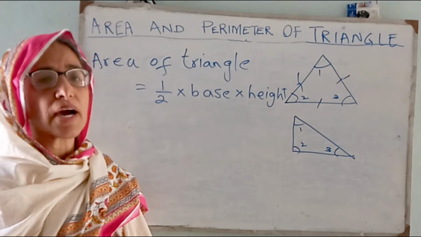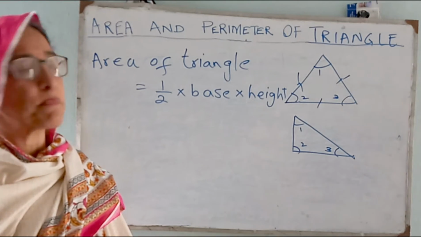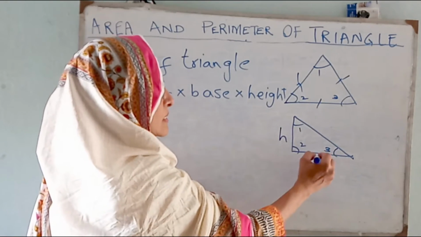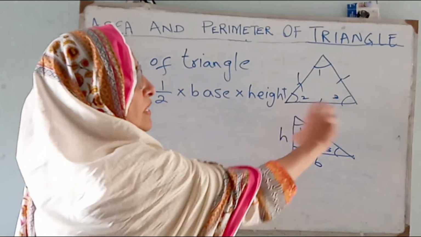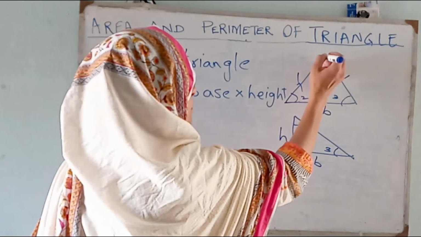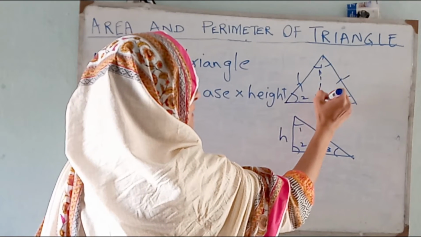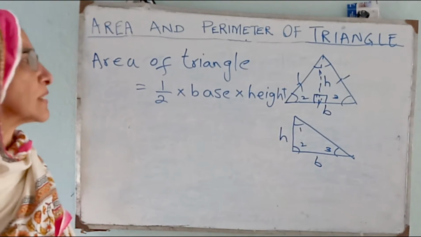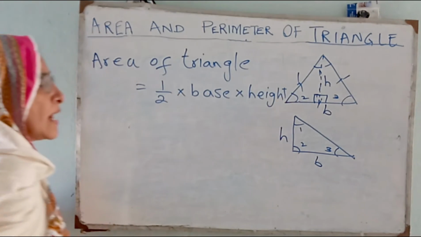But when we are talking about the height, remember that height is always a line which makes a 90 degree angle with the base. In this case, this is the base, and this line is making a 90 degree angle with the base, so this is the height. In this triangle, if this is the base, which line is making a 90 degree angle? For this, we have to draw a line in the center. So this line which is making a 90 degree angle is called the height of this triangle. So the area of a triangle will be half base multiplied by height.